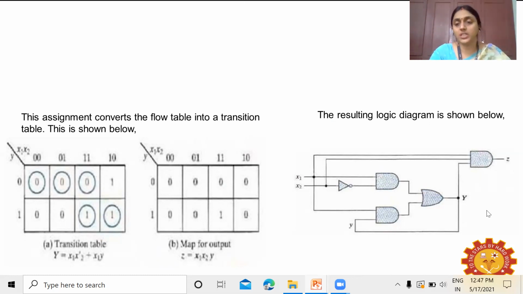And here is the logic diagram shown below, where we have x1, x2 as the inputs and z as the output. Here we use the AND gates, OR gates and the inverter gates.